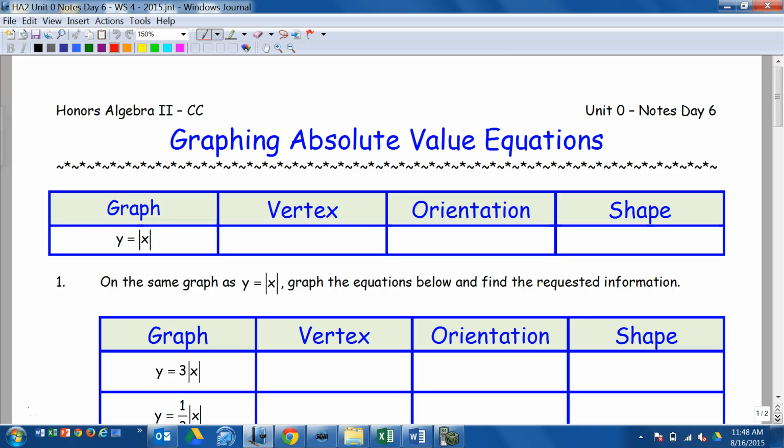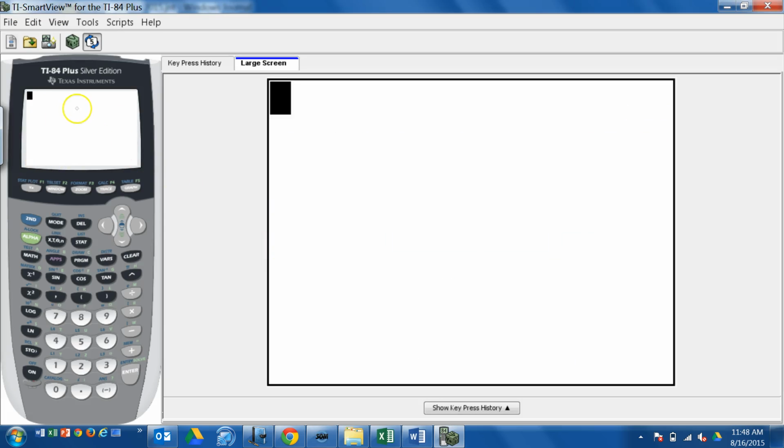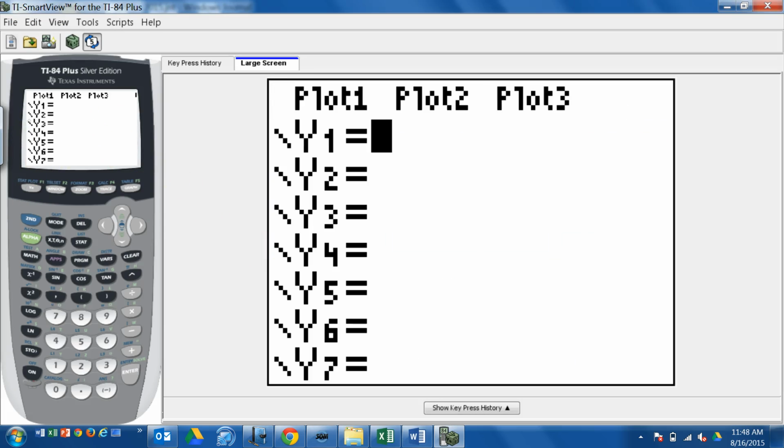Alright class, this video is on graphing absolute value equations. First thing we're going to do is look at the graph of y equals the absolute value of x. So I'm going to go to my graphing calculator, go to my y equals, so you have y1 equals.